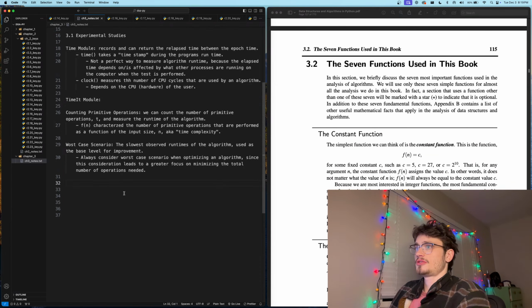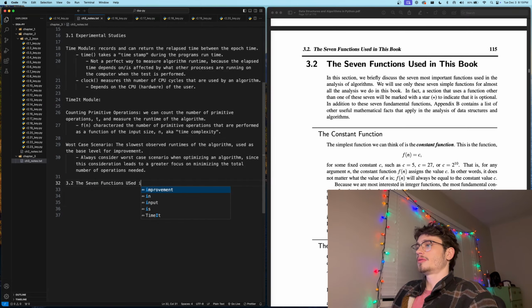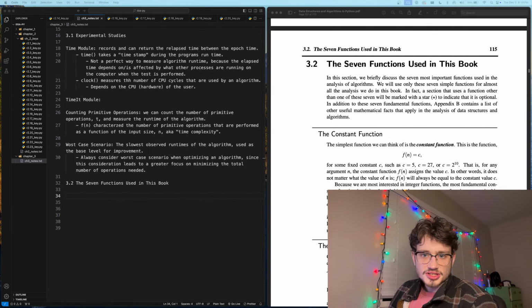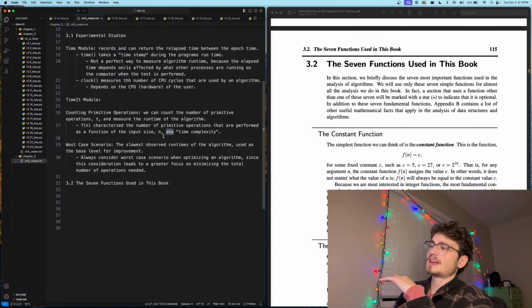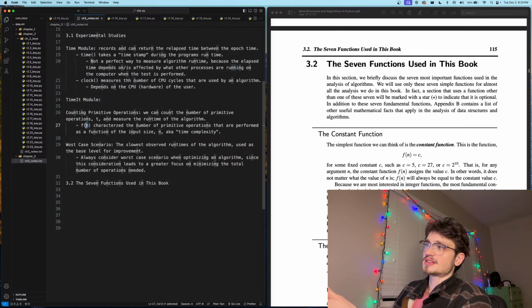The 7 functions used in this book. Here we go. This is big. f of n is actually the function that performs the algorithm itself. Time complexity is written using big O notation. Okay. Yeah, I've heard of time complexity referred to as big O notation. So f is the function and n is the size of the input. Does it then cause, is it a correlation? Like, does it cause time complexity based on n?